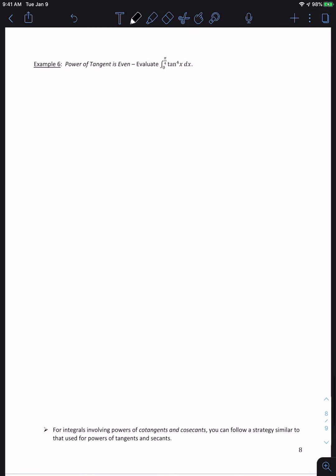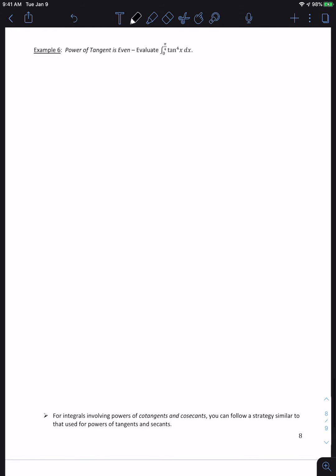Okay. So now let's look at another example here. This is when the power of tangent is even and there's no secant. Right? So first we're going to need to find the antiderivative, and then we'll plug in our limits 0 to pi over 4. So what we're going to do is we're going to realize that tangent to the 4th is the same as tangent squared x times tangent squared x dx. Why? Because now I can change one of those tangent squared x to secant squared x minus 1 dx.